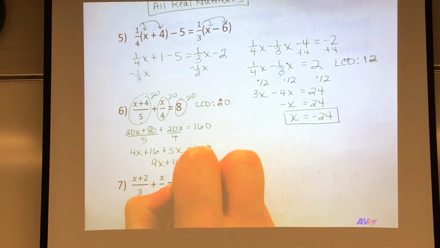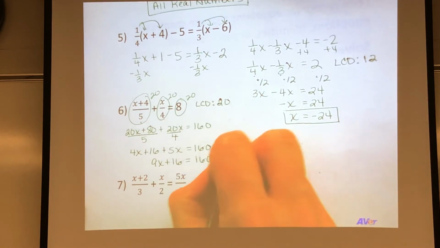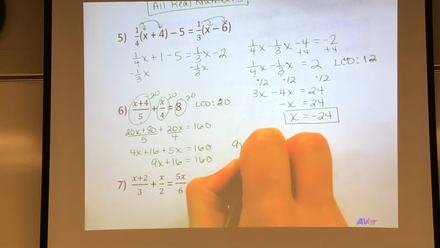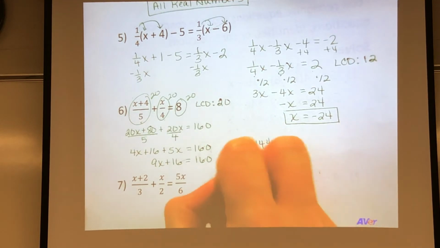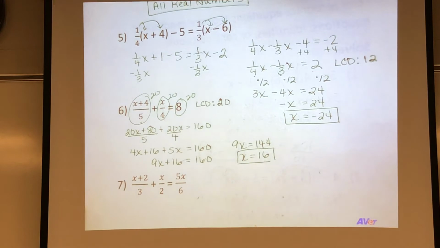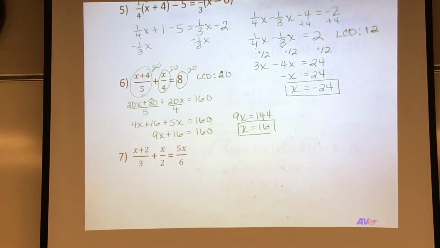So again, from here, we'll just solve it out, combine your like terms, subtract values to the other side. So we're going to subtract 16. We get 9x equals 144, and then x equals 16. All right, last one. I would like for you to write it down and give it a shot using that LCD. And then come back and see how you did.